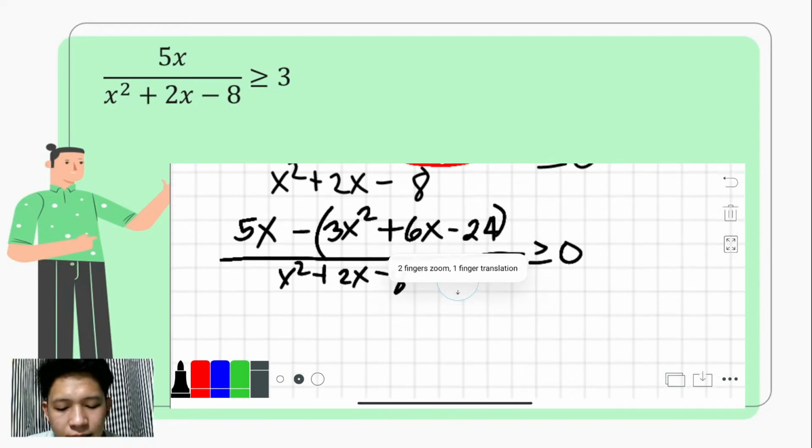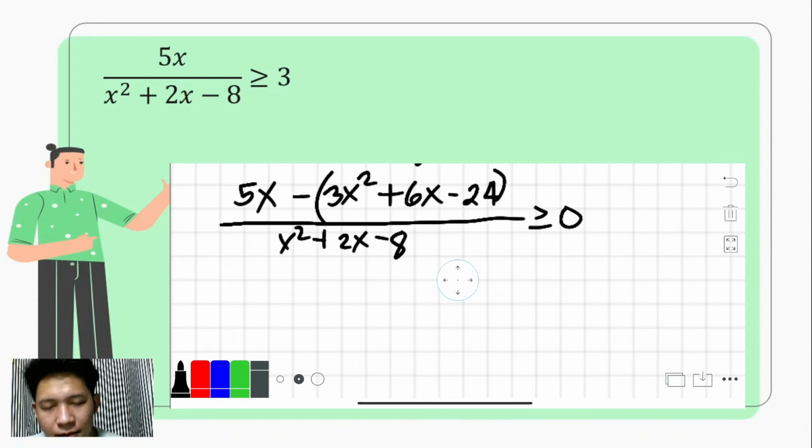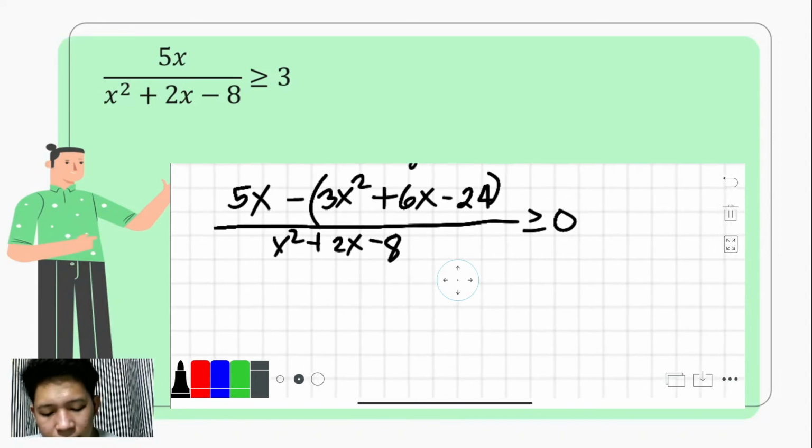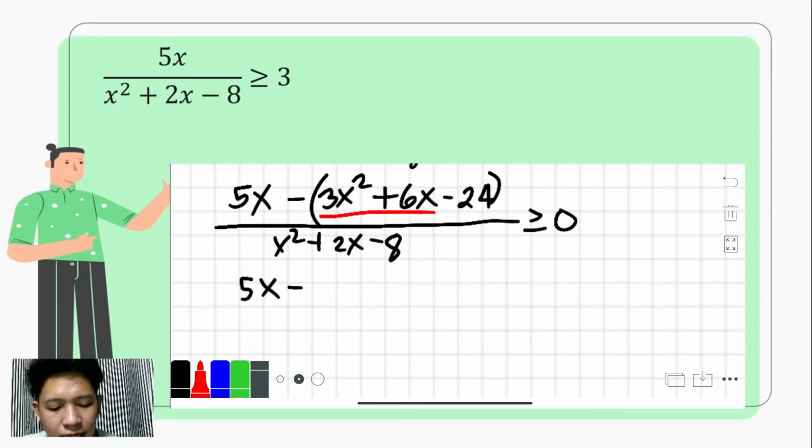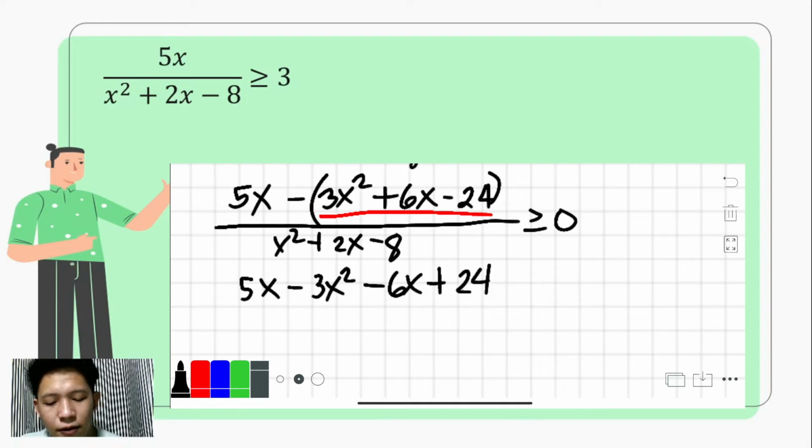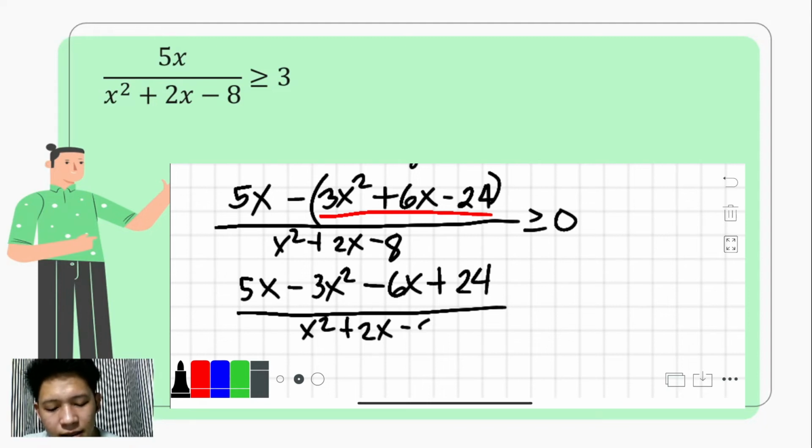Okay, and then we simplify by eliminating the parentheses. So that would become 5x minus, so mapapalitan po lahat ng sign yung nasa loob. So that is minus 3x squared, that would become negative 6x, and then we have positive 24 over x squared plus 2x minus 8 is greater than or equal to 0.